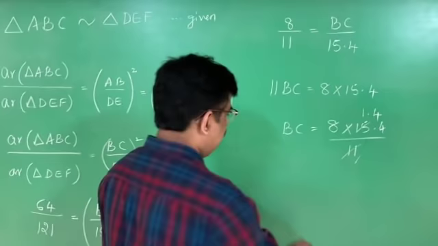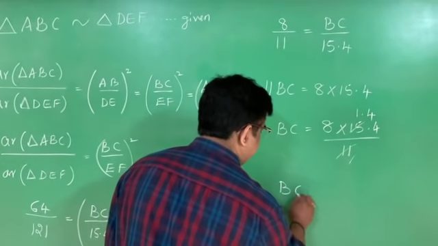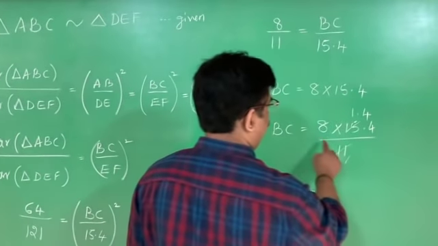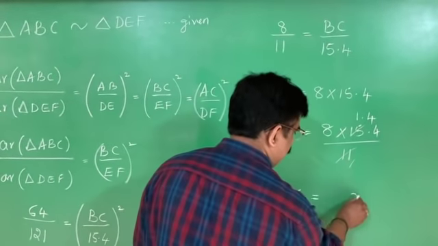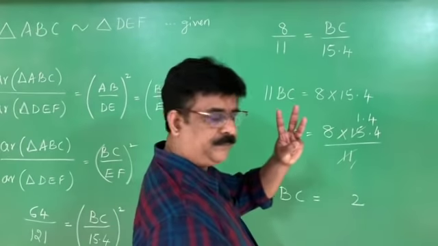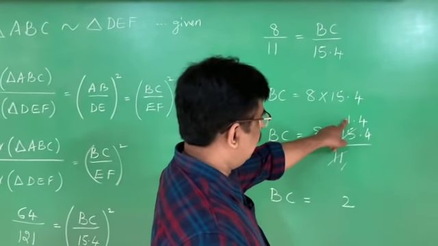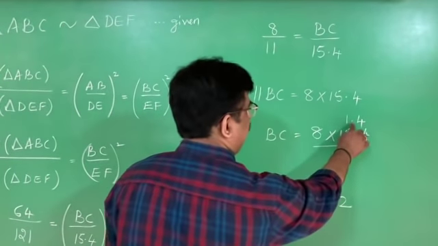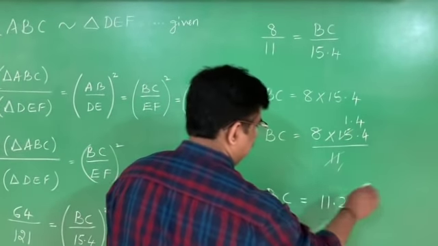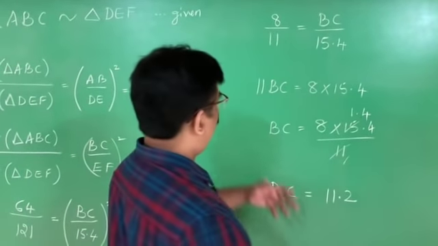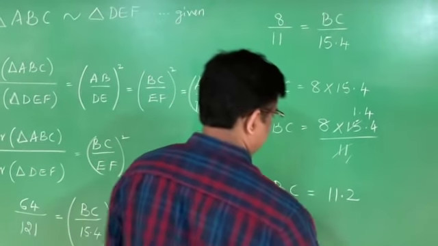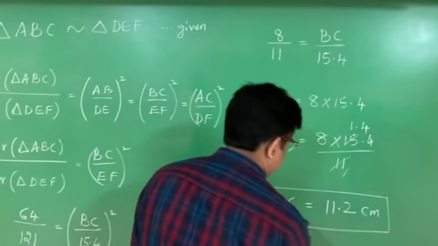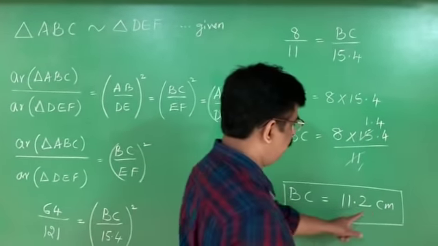That is the answer. You have to multiply and write. Multiplication of 8 into 1.4. 8 4s are 32, carry 3. 8 1s are 8 plus 3 is 11. There is a decimal point after one number, that is 11.2. What is the unit given? Centimeter. Therefore, the length of BC is equal to 11.2 centimeter.